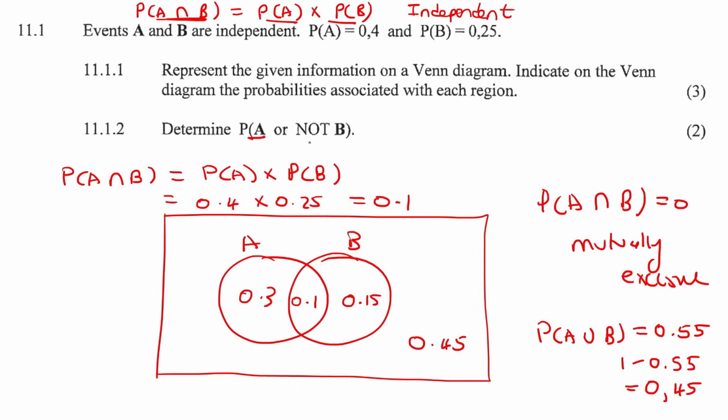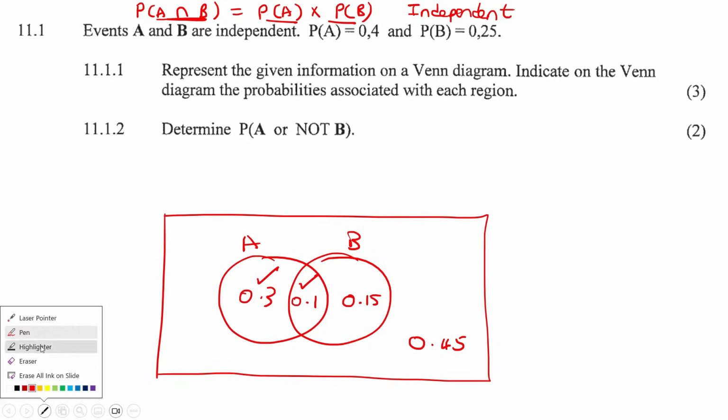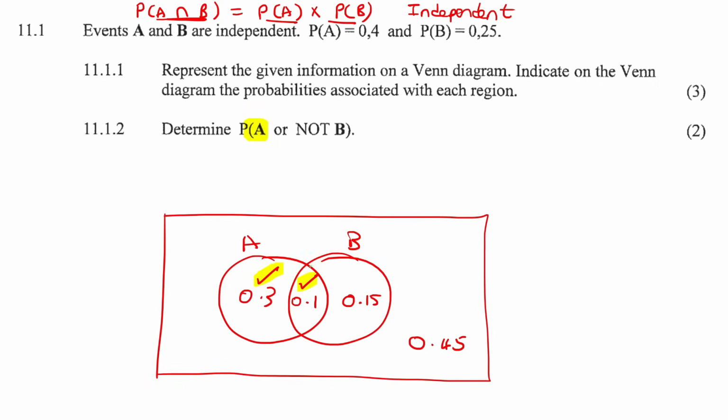So A or not B. Okay. So if we look at the probability of A, well, that would be this one and this one. Okay, so let's actually highlight that. And then it says not B. So if you scratch out B, not B would be here and here. So not B is going to be here and here. Now, take that away.